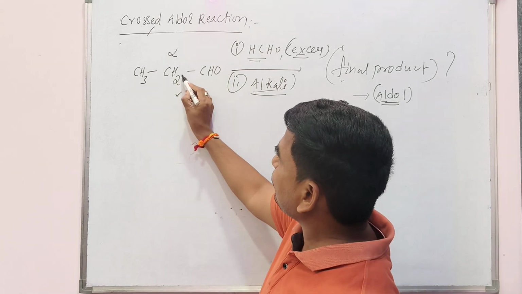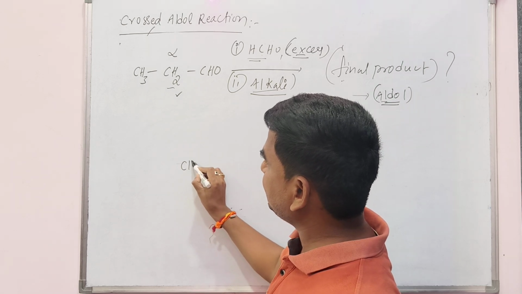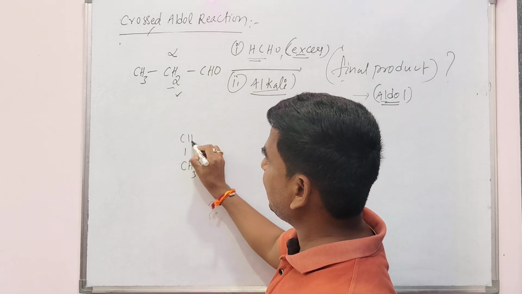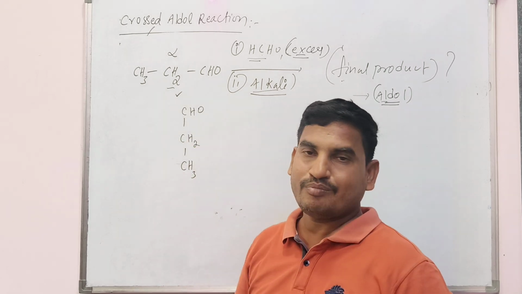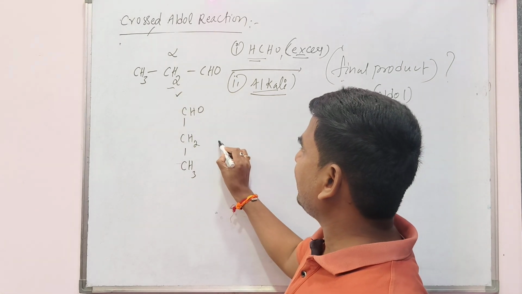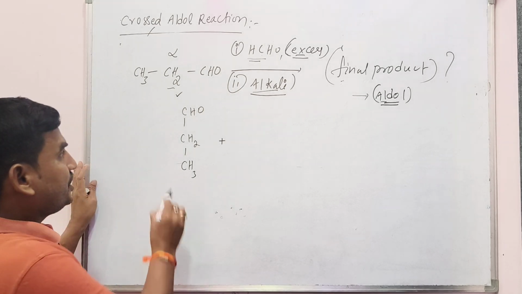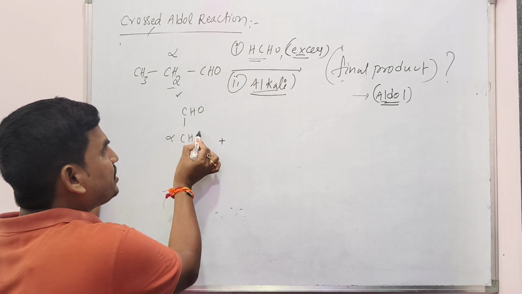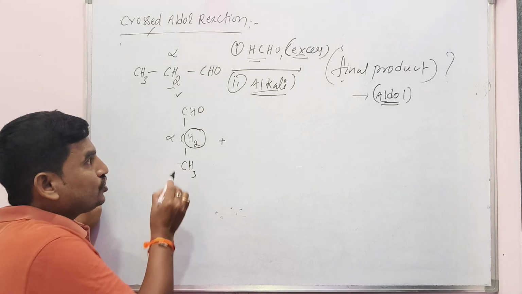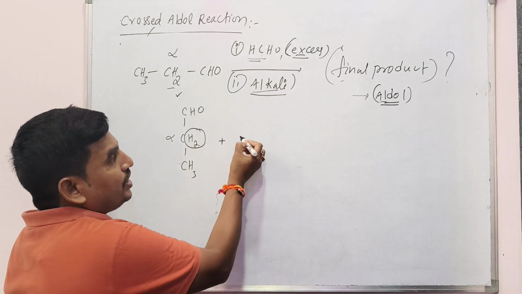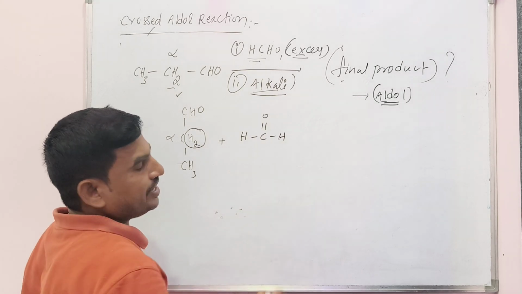So if we go for the aldol reaction, excess is mentioned here. Excess means first you can go for the formaldehyde molecules. I am taking propionaldehyde as CH3, then CH2, and here the CHO. It is propionaldehyde, right? How many alpha hydrogen atoms are there? Two alpha hydrogen atoms are there, and these two alpha hydrogen atoms are involved in nucleophilic addition to formaldehyde.